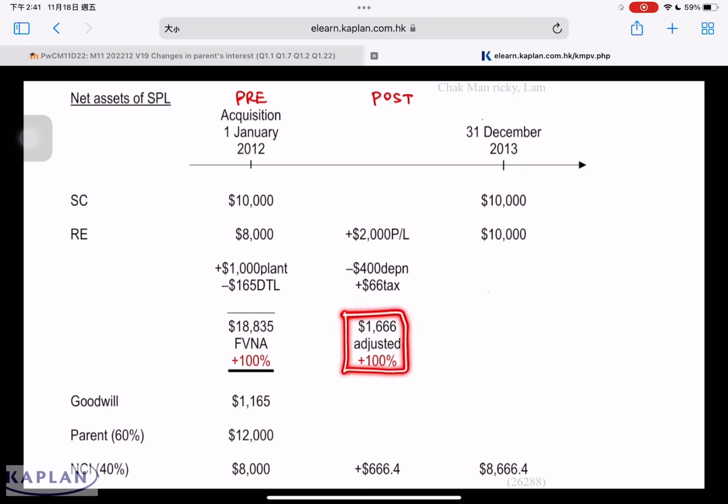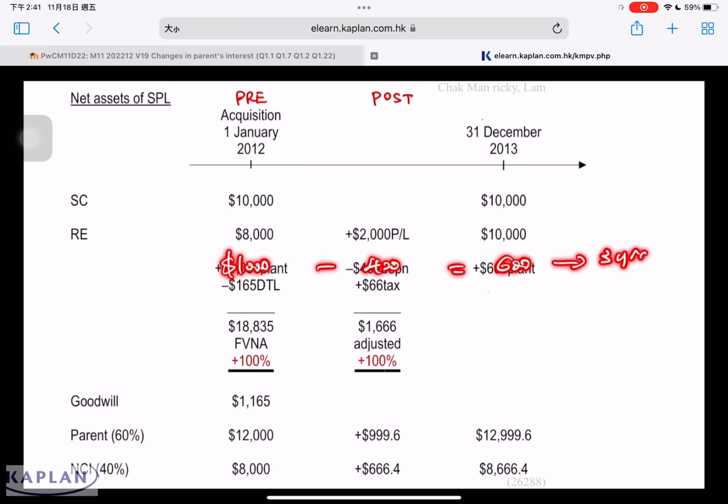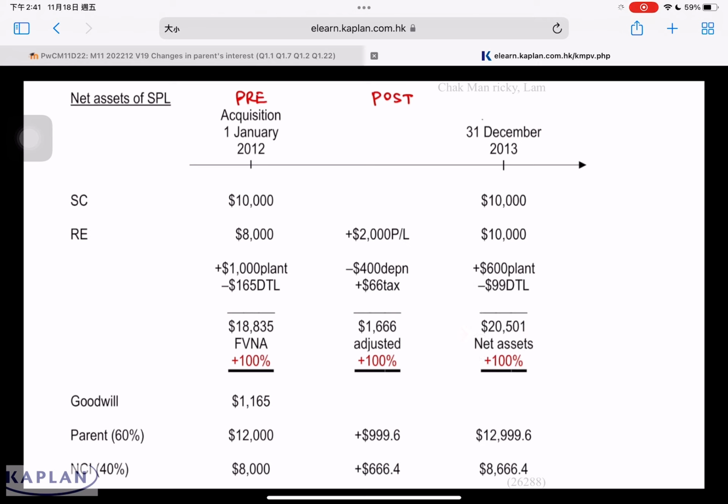When this is 100% consolidated, we minus this 40%. The 60% belongs to the parent, 999.6. This will be the year end figure, 12999.6. Add across these two columns. PPE undepreciated amount is equal to 600. At the acquisition date it was 1000, and we used it for 2 years. This amount is to be used over the next 3 years. Because of this PPE adjustment, the remaining deferred tax liability, 600 multiplied by 16.5%, is equal to 99 deferred tax liability. This will be the net assets consolidated.